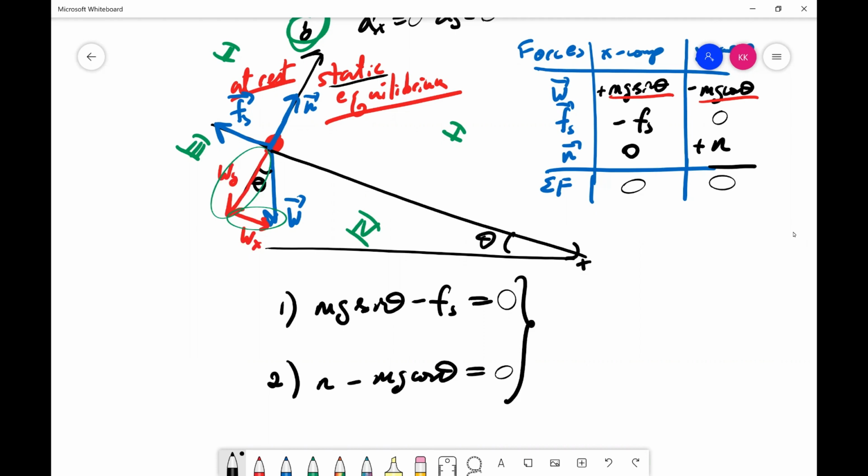All right, so those are my equations of motion for this particular example. What it means is that in the x direction, mg sine of theta is equal to the static friction, that's why they cancel each other. And in the y direction, mg cosine theta is equal to the normal force, that's why they cancel each other. So this is my equation 1, this is my equation 2.